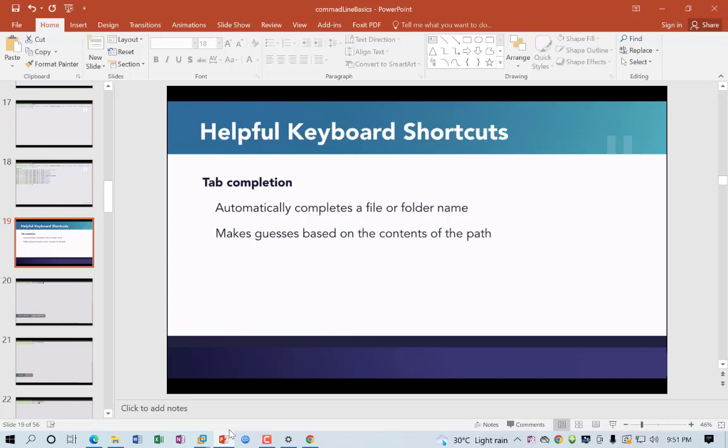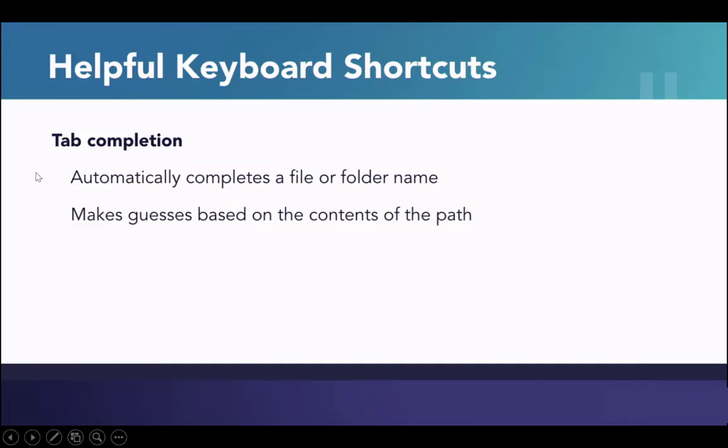In the last video we discussed the ls command and command structure of Linux in detail. Now I will continue the same and add some more features to our command line. So the first and most important thing is tab completion. What does it mean? Automatically complete a file or folder name.